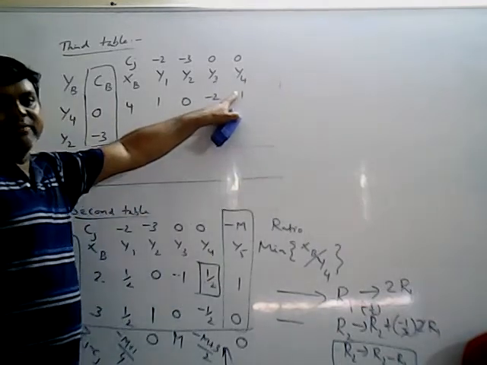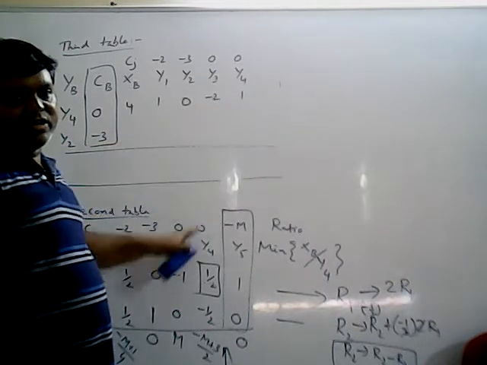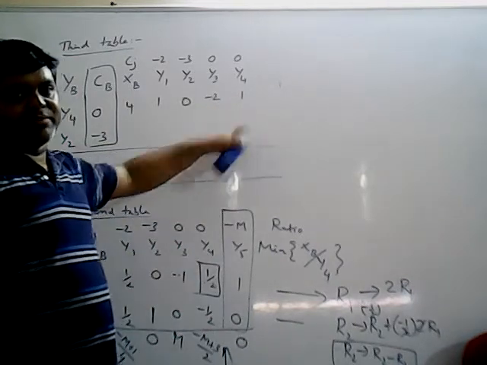See, the key element is 1. That means your operation is correct. You are getting 1 here. You are getting 1 by 4. You are getting 1. That means your operation is correct.